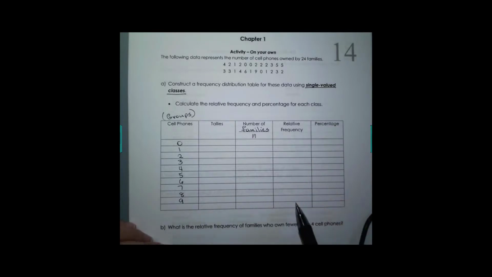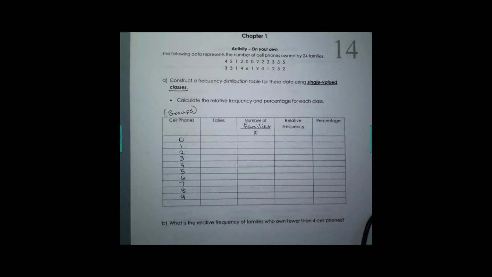And then you can create your relative frequency. Don't forget, sum these at the bottom. They're not going to come out to exactly 100%, but it's going to be okay if it's a little bit off, and you'll see how that works. And then go down here and answer one last question when you finish. What's the relative frequency of families who own fewer than 4 cell phones?